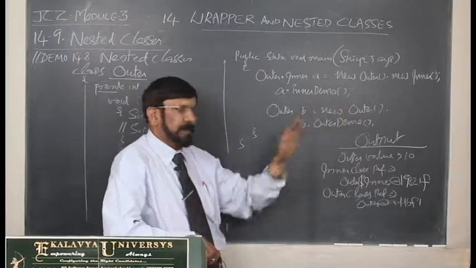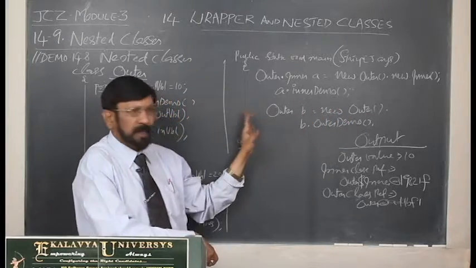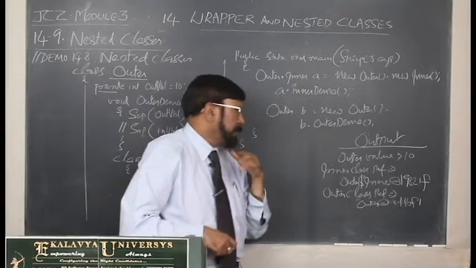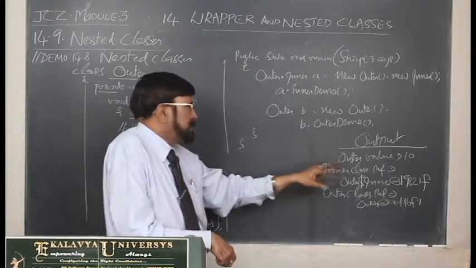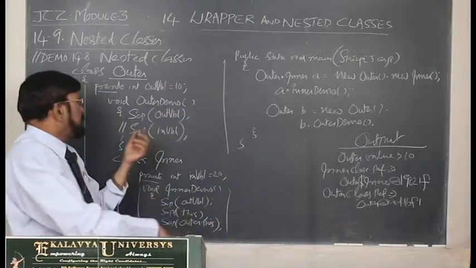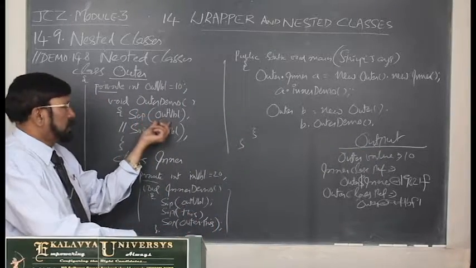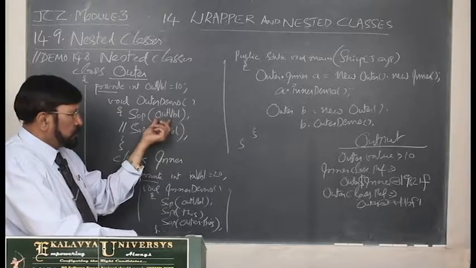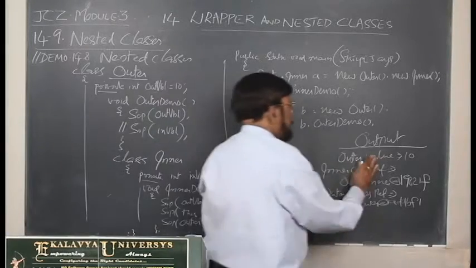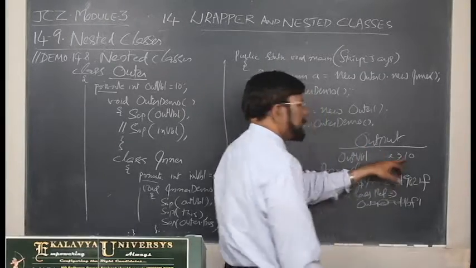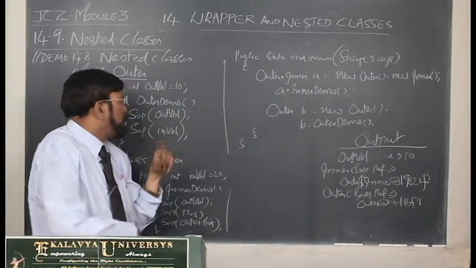Again, the outer demo you call. That is all about the code that I have written. Let us see the output. Now, here you see outer value 10. As a result, the outer variable value is printed as 10, there is no problem.